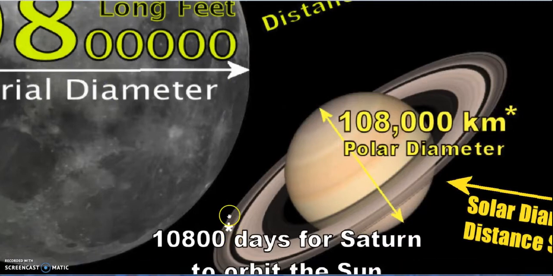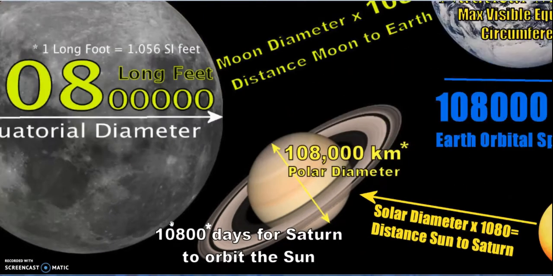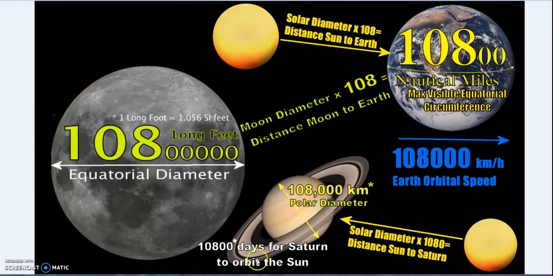Not quite, so I'll put an asterisk there, but it's 10,800 days for Saturn to orbit, like one Saturn year, 10,800 days, within a very small margin. There are other things that need to be taken into account, so I'll put the asterisk on that one. However, just like the Earth, if I multiply the diameter of the Sun times 1080, I get the distance from the Sun to Saturn. So again, weights and measures, proportions, it's all linking up together.